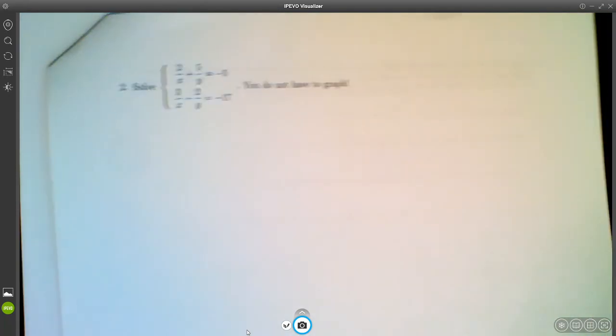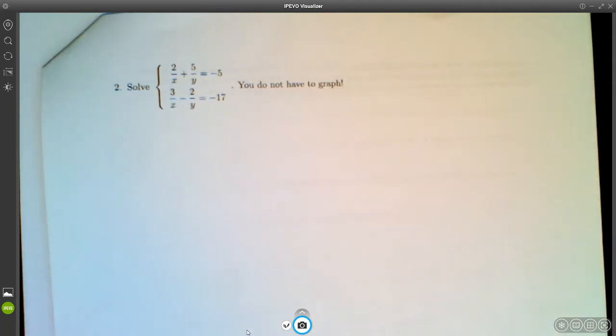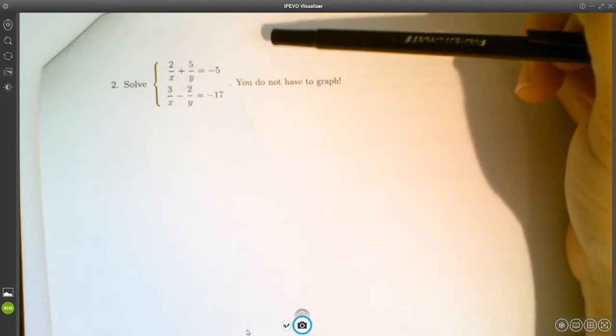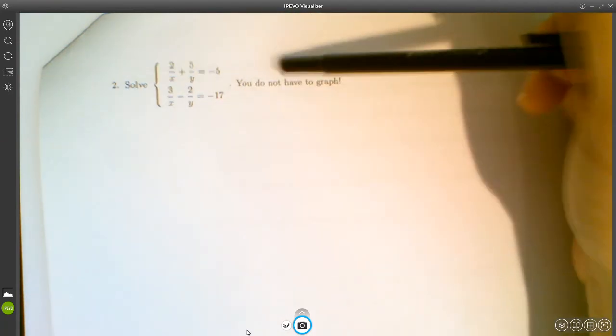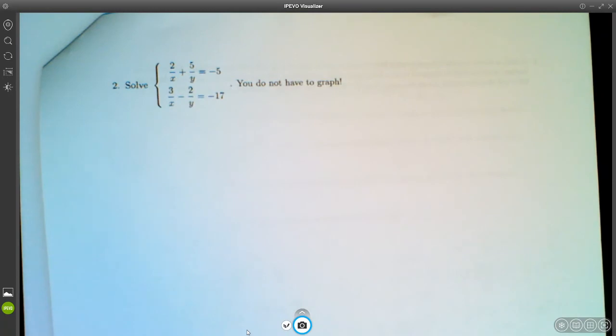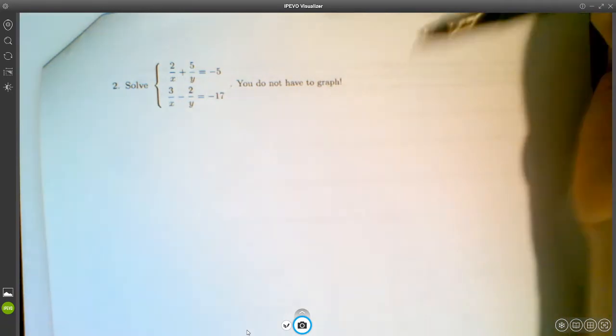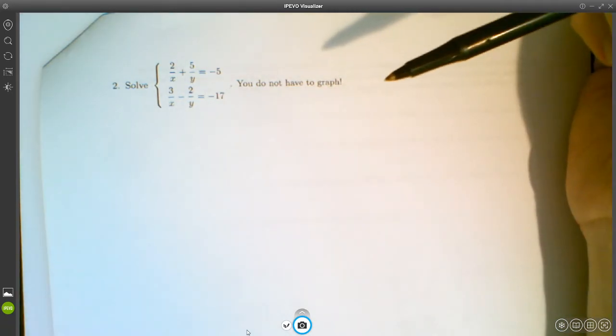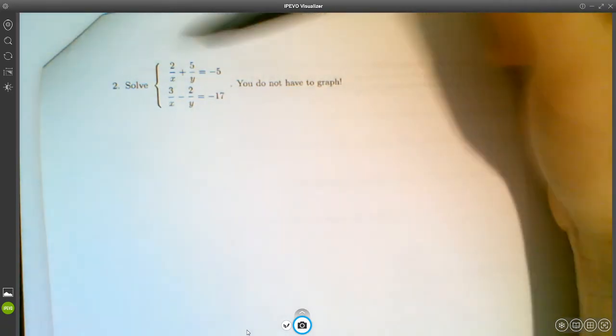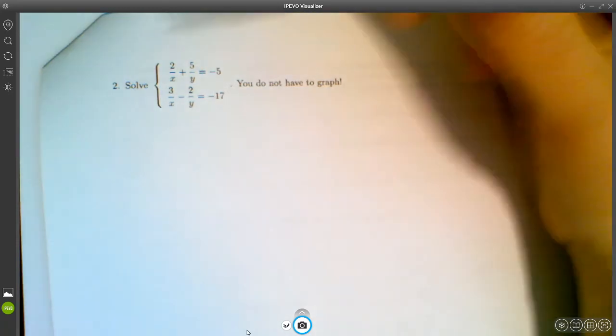I have a little bit more to say. Here's another system of nonlinear equations. Let's solve the system. You don't have to graph it. These things are hyperbolas as well, but they're kind of complicated to graph because you have to do a rotation of axes and stuff. So we're not going to graph them, but we can solve the system anyway.